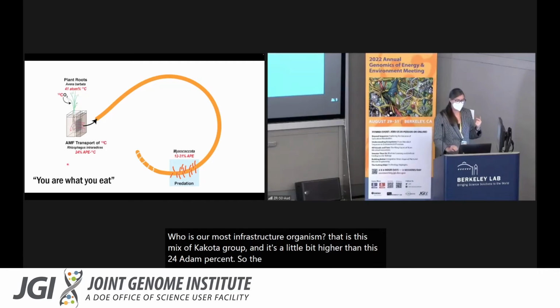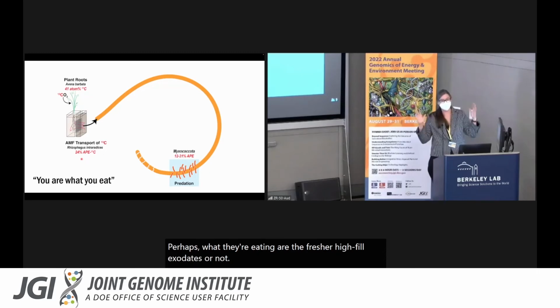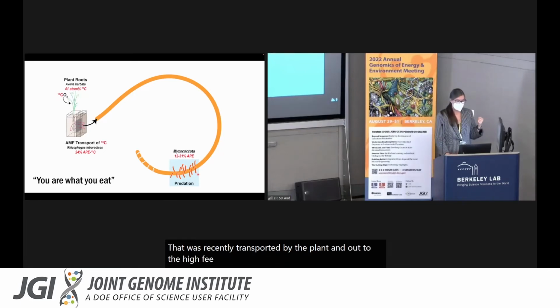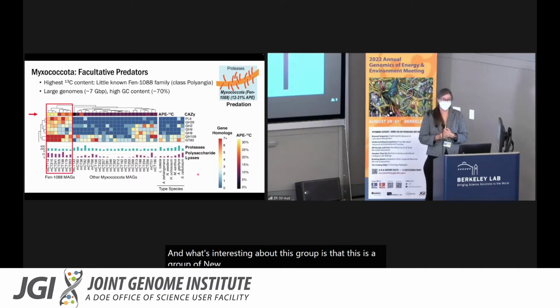So that's making us think that, okay, you are what you eat. Perhaps what they're eating are the fresher hyphal exudates or newer hyphae that was recently transported by the plant out to the hyphae. And what's interesting about this group is that this is a group of known facultative predators.